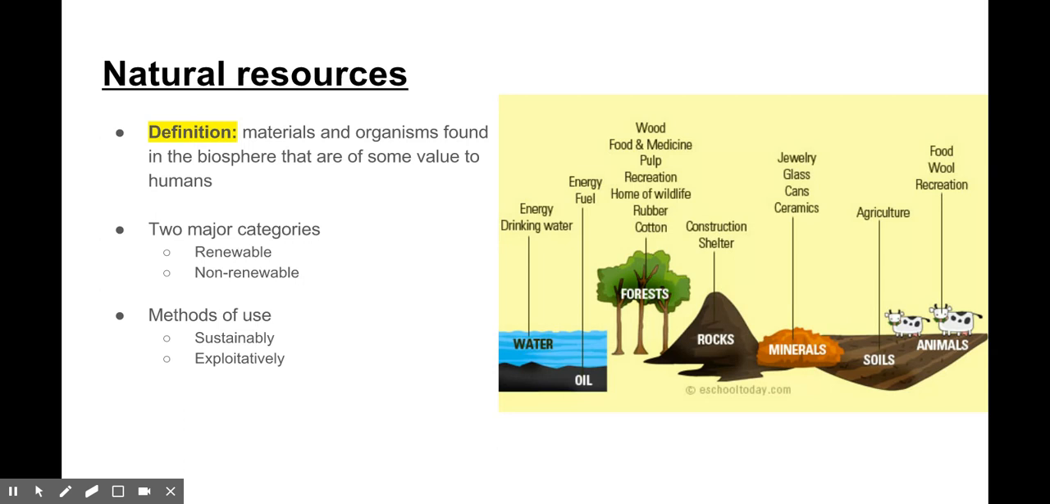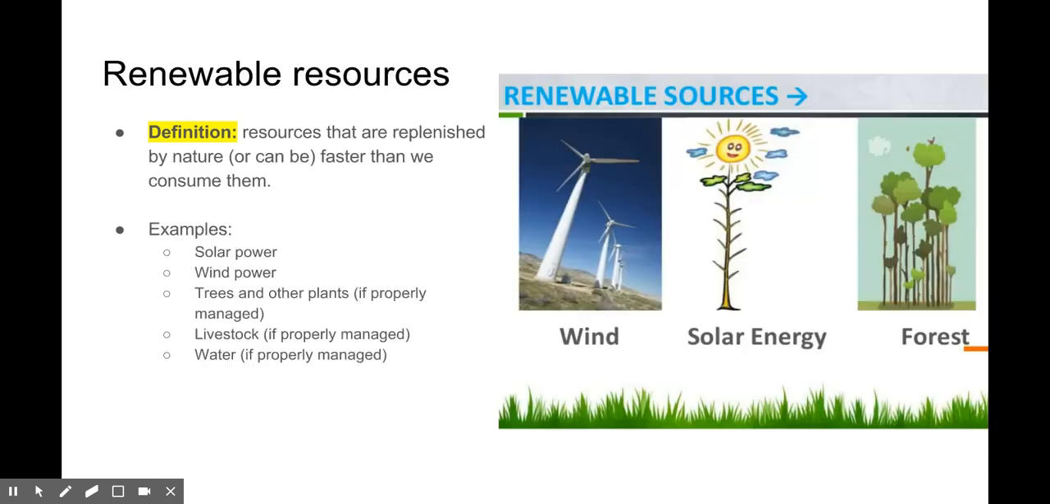All right, so a natural resource is anything, abiotic or biotic, that's found on Earth that we as humans value at all, which generally means everything. There's two major types. There's the renewable type and the non-renewable type. And there's two ways to use them. Sustainably, which you can read as responsibly, or exploitatively, which you can read as without any foresight to the future.